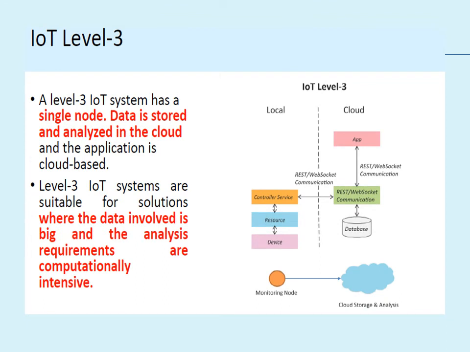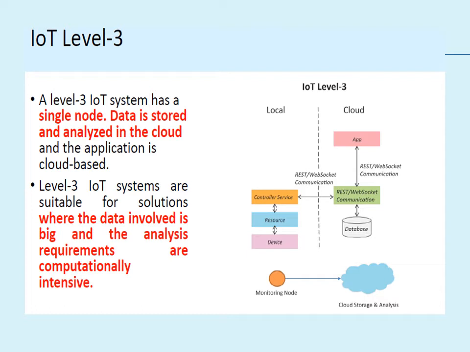IoT level 3. In IoT level 3, the IoT system has a single node. Here also there is a single node. In level 1, level 2, and level 3, we are using a single monitoring node. The data can be stored and analyzed in the cloud. In level 2 also, the data can be stored in the cloud, and here also the application is cloud based.